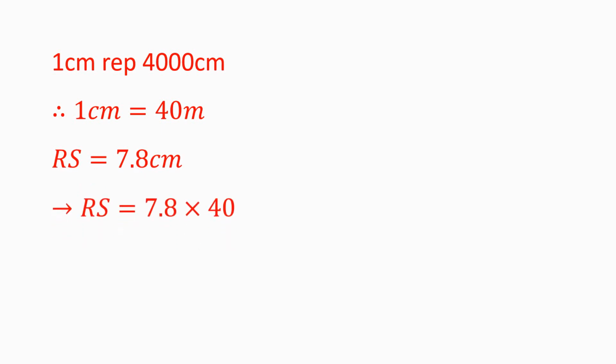And since we've been asked to find the length of RS in meters, we can change the scale by dividing the 4,000 by 100, since 1 meter is equal to 100 centimeters. Therefore 1 centimeter represents 40 meters. And RS, remember we measured in part A, was 7.8 centimeters. Therefore the actual length of RS will be 7.8 times 40, which is equal to 312 meters.